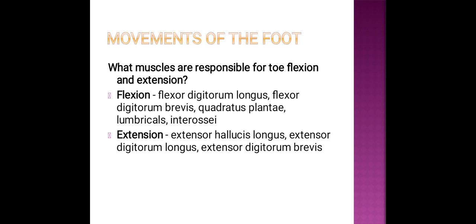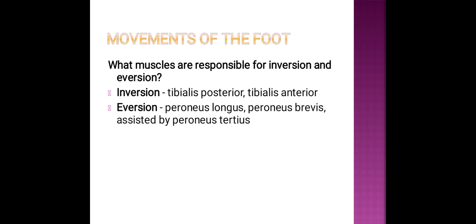Movements of the foot. What muscles are responsible for toe flexion and extension? In flexion, flexor digitorum longus, flexor digitorum brevis, quadratus plantae, lumbricals, and interossei are involved, while in extension, extensor hallucis longus, extensor digitorum longus, and extensor digitorum brevis are involved. The muscles responsible for inversion and eversion are tibialis posterior, tibialis anterior, peroneus longus, and peroneus brevis, which are assisted by the peroneus tertius muscle.